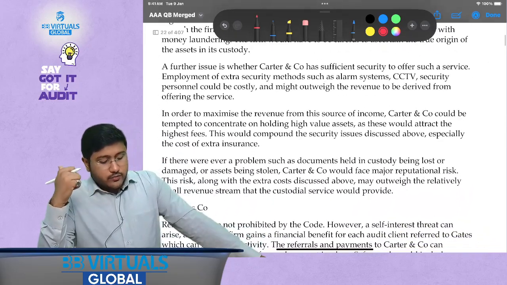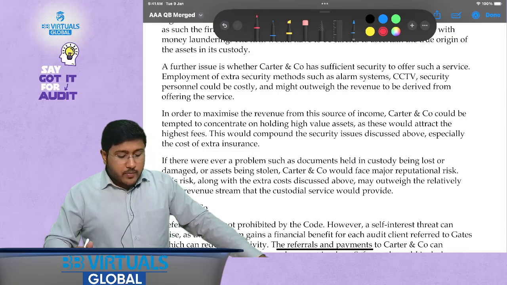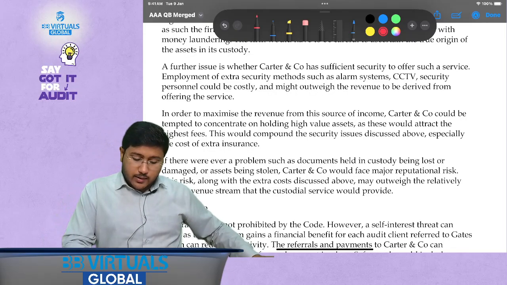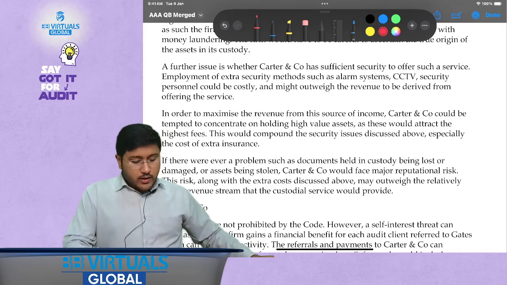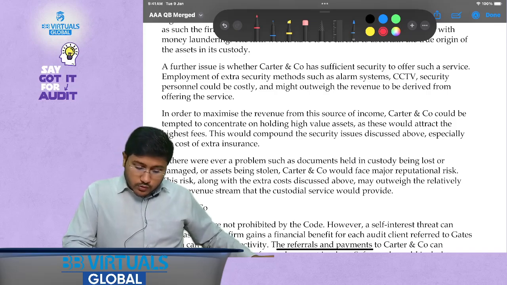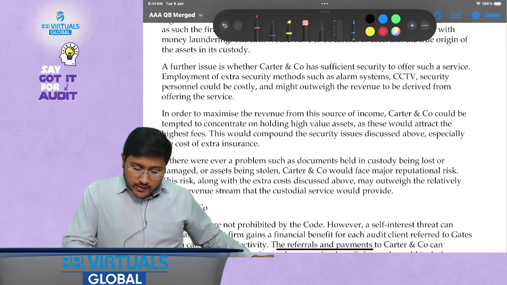A further issue is whether Carter and Company has sufficient security to offer such a service. Employment of extra security methods such as alarm systems, CCTVs, security personnel could be costly and might outweigh the revenue to be derived from offering the service. In order to maximize the revenue from this source of income, Carter and Company could be tempted to concentrate on holding high value assets, as these would attract the highest fees.